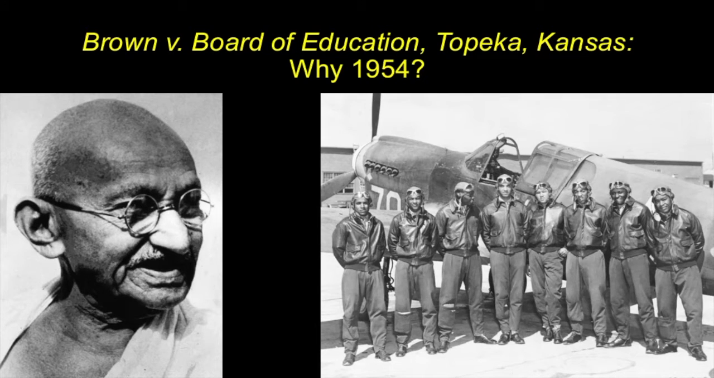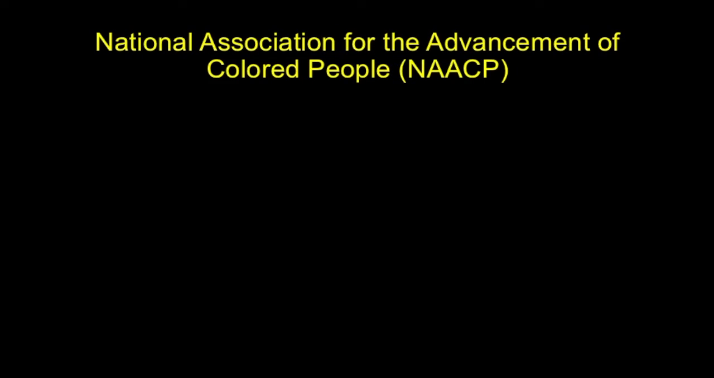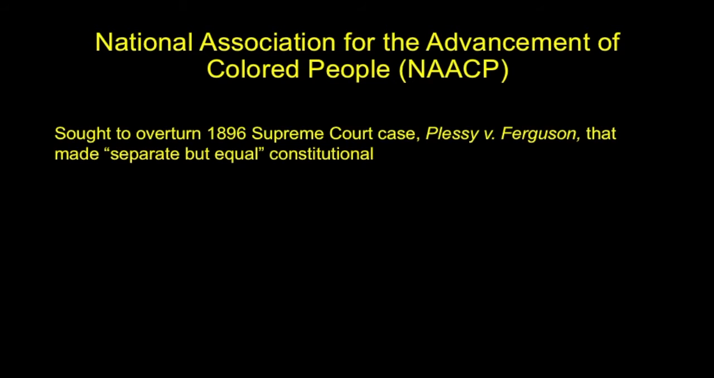Moreover, many African Americans had fought valiantly during World War II, and increasingly demanded equal treatment from the government and other citizens. So, around 1950, the National Association for the Advancement of Colored People, or the NAACP, began searching for plaintiffs who could challenge the nation's system of segregation, which had been declared constitutional with the 1896 Supreme Court case of Plessy v. Ferguson.